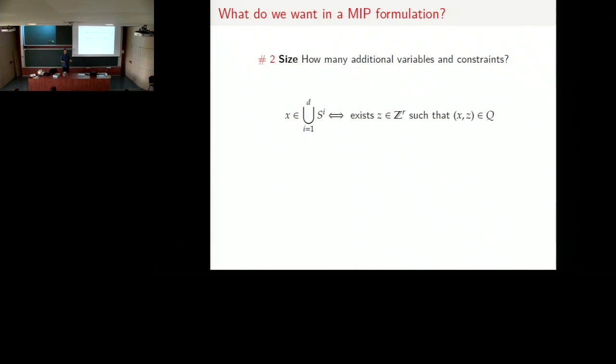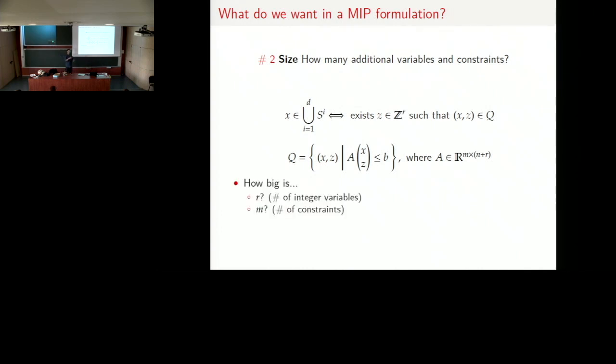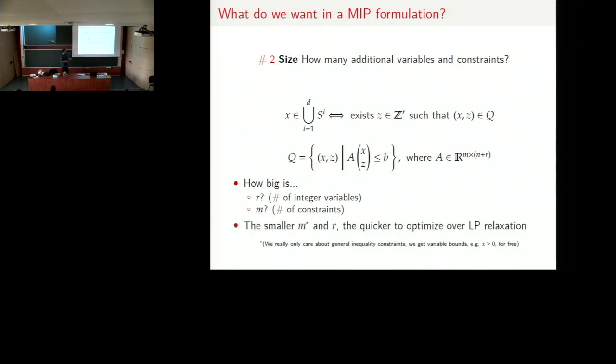Another would be the size, right? So at the end of the day, what I need for this relaxation is just a big system of linear inequalities. How many inequalities do I need? How many new integer variables did I have to add? Right? The bigger the formulation is, the slower it will solve in general. Right? So we would also like a small formulation if possible.